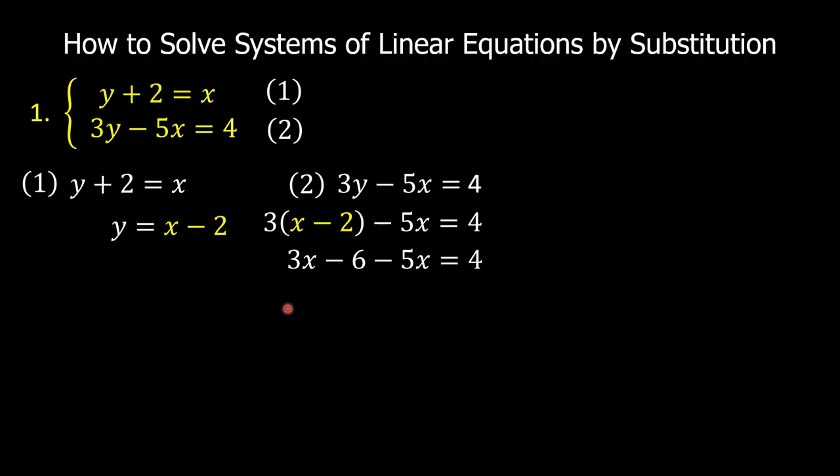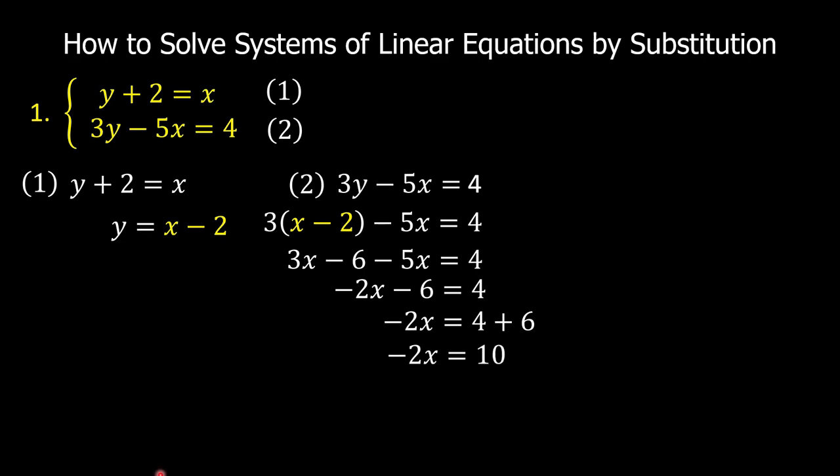We combine similar terms or like terms. 3x and negative 5x are like terms. If we combine them, we get negative 2x. So we have now negative 2x minus 6 is equal to 4. And then we transpose negative 6 to the right side of the equation. We change its sign from negative to positive. So we have now negative 2x is equal to 4 plus 6.